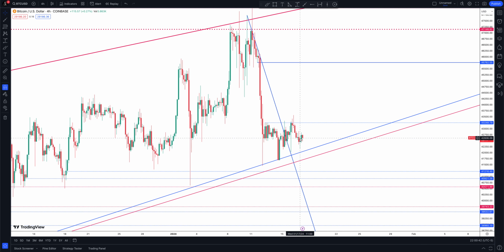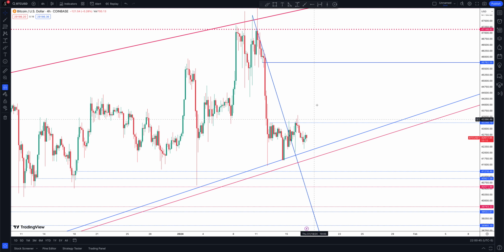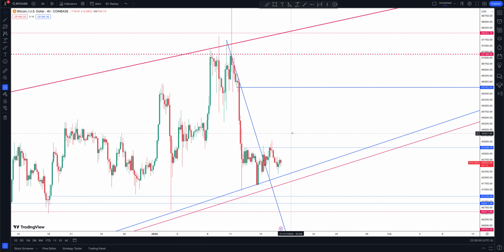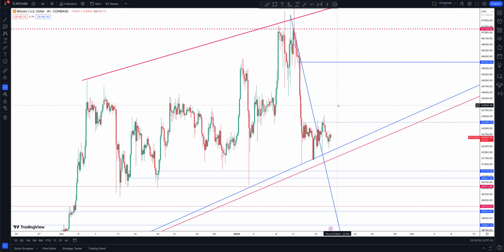Just be mindful, these uptrends have to hold. If it breaks, that would not be good news. But so far it's looking good.